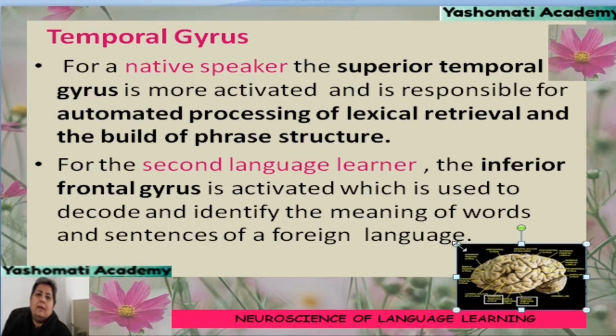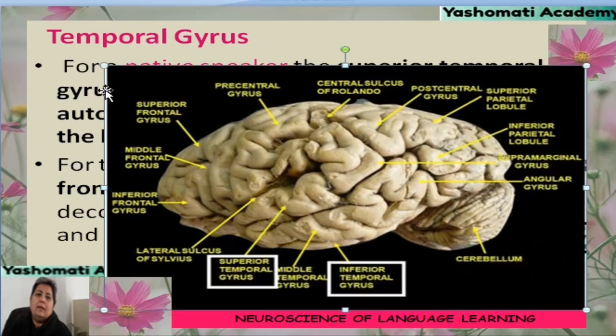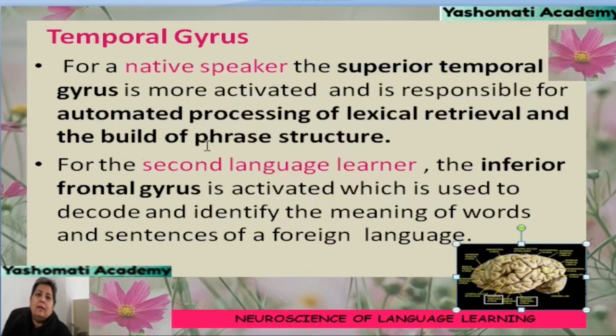Now, if you look at this picture, then we will be able to see the location of temporal gyrus. This is the front part, this is the back side of the brain, and this is the part near the ear, that is the temporal lobe. So, in this you can see that there are two gyri, one which is present on the upper side, which is the superior temporal gyrus, and one which is on the lower side, which is the inferior temporal gyrus.